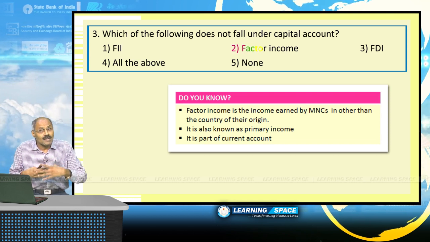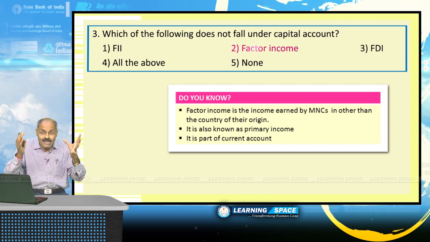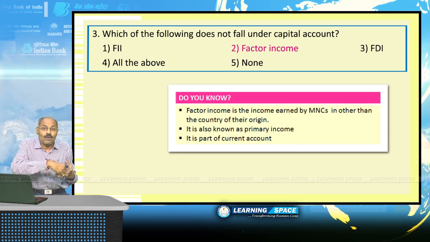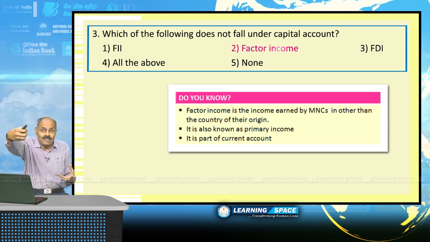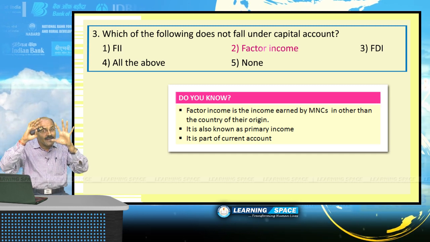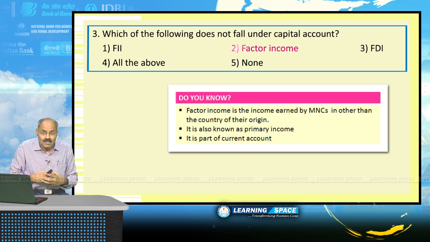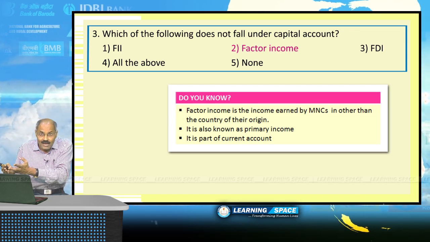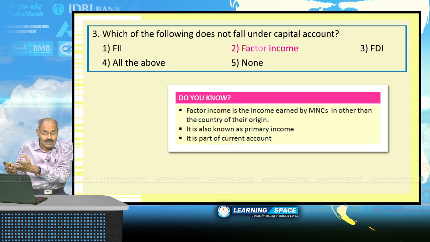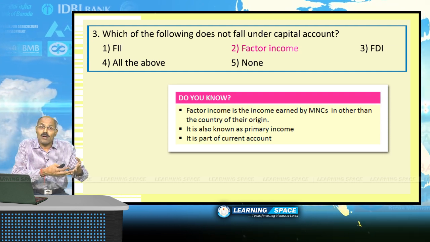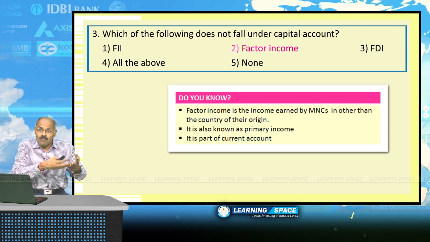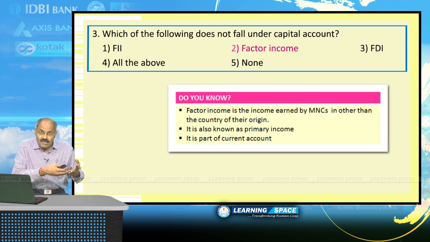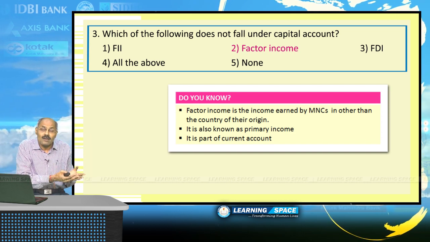But factor income is basically income. When someone is investing in our country, they will take the profits on it, they will take the royalty on it. That is considered as income and it falls under current account. So FPI or FDI falls under capital account, whereas foreign remittances, royalty on the investments, income on the investments, exports, imports, services, these all fall under current account.